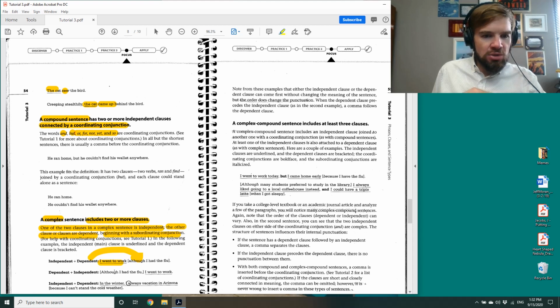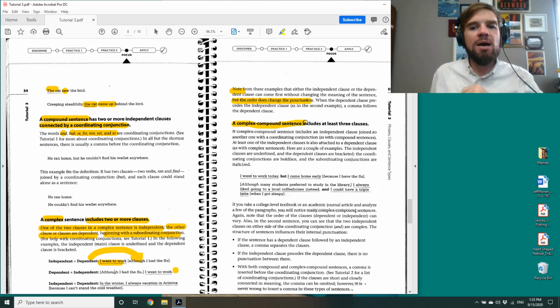Then we have, in the winter, I always vacation in Arizona because I can't stand the cold weather. Independent starts, in the winter, I always vacation in Arizona, and then the dependent clause, because I can't stand the cold weather. Now, note from these examples that either the independent clause or the dependent clause can come first without changing the meaning of the sentence, but the order does change the punctuation. When the dependent clause comes before the independent clause, as in the second example, a comma follows the dependent clause. That's this example here.